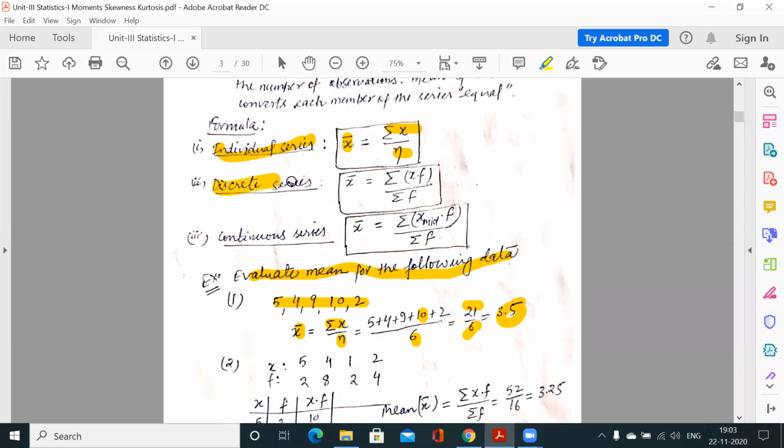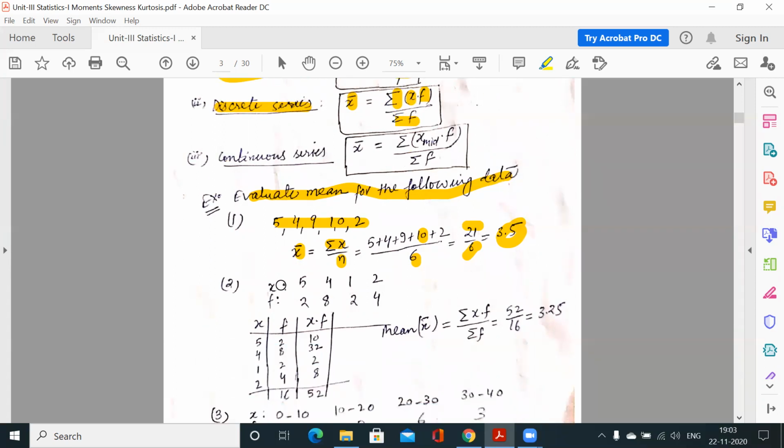Next, for discrete series, how to calculate the average? Now we have the frequency. So x bar is equal to summation x dot f, where x is the value and f the corresponding frequency. We have to multiply the x value and its corresponding frequency for every data point, then sum up those values and divide by the total frequency.